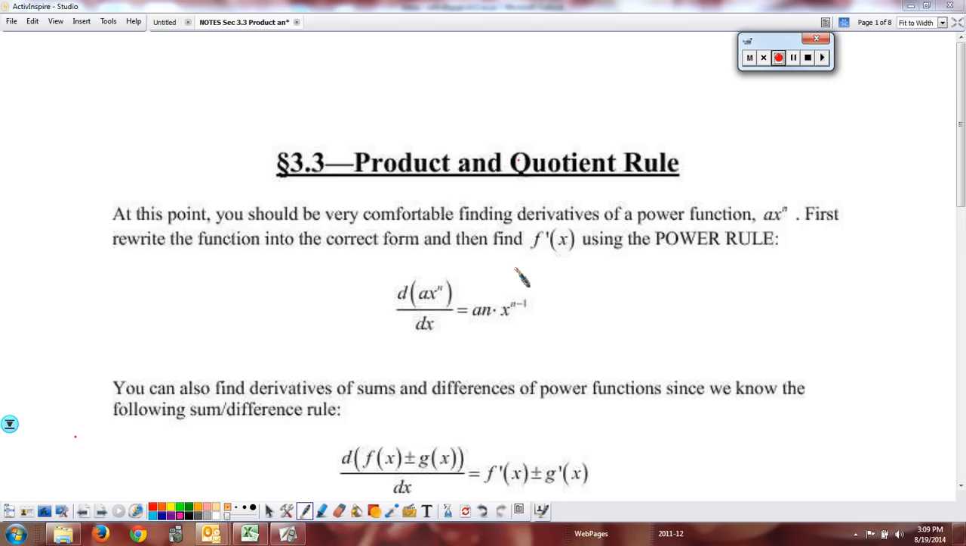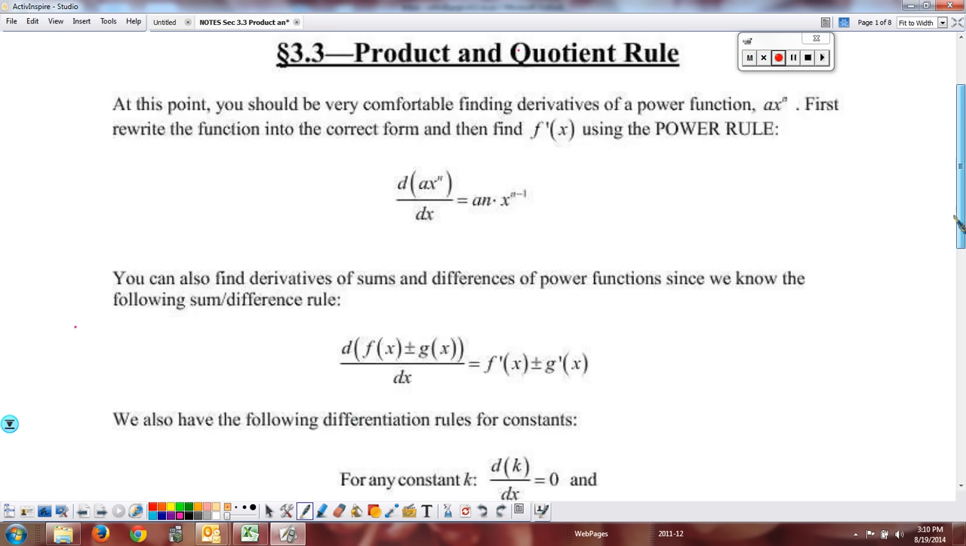Alright, so today we're going to look at some new rules: what are we going to do when we have a product or a quotient, and how are we going to take the derivatives of those. As a review, we've seen the derivative of a power function, where you simply multiply the power times the coefficient and subtract 1 from the power. So there's our power rule.